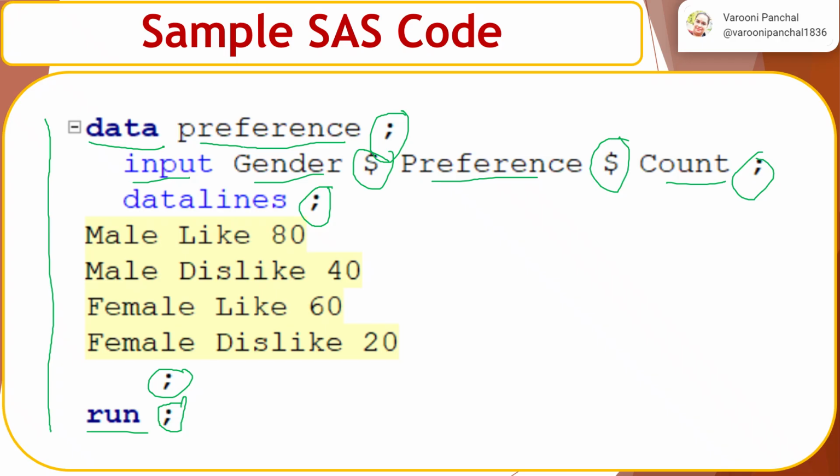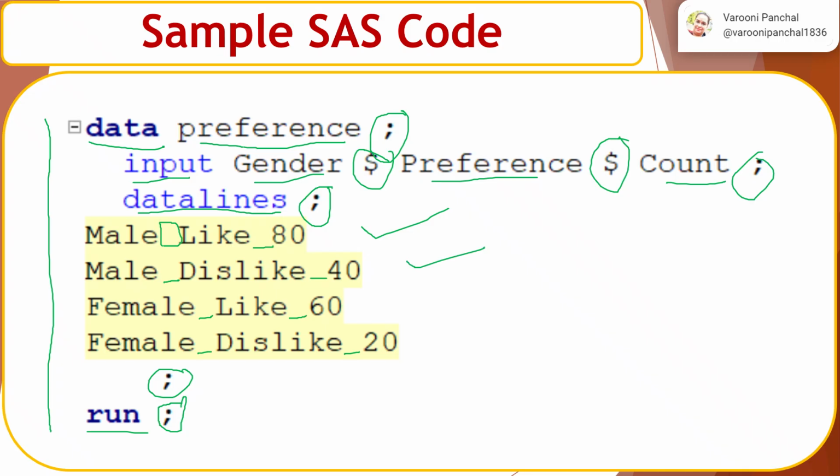This is how you enter the data: male like 80. Observe that we give one space between these two values. If you see, we give all these spaces. That's how we add the data lines into the SAS data set.